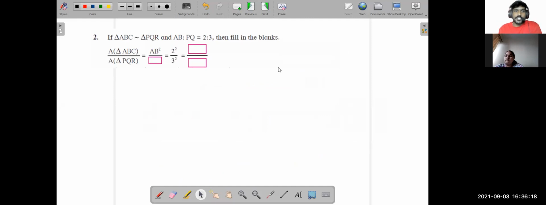Okay. Second one is an activity. Triangle ABC is similar to triangle PQR, and the ratio AB to PQ is given 2:3. You have to fill in the blanks. Now, can you tell me what will come in this blank below? PQ square. Yes. And then here you just have to take the squares, 2 square and 3 square. So you can complete this. Write it in your textbook itself. So 4/9. Yeah, done.